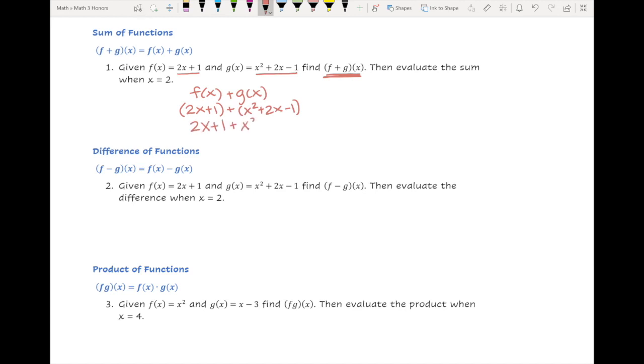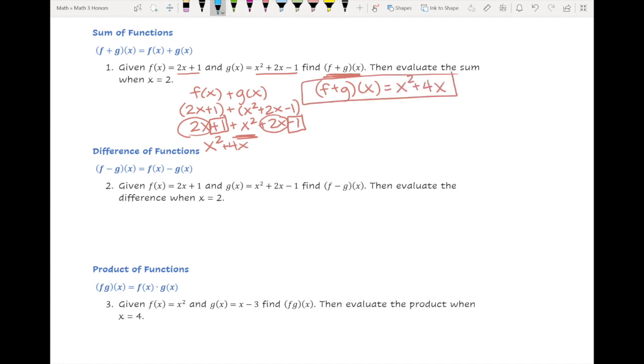And then I need to combine like terms. My x squared, there's actually only one of those. Plain x's, I've got a 2x and another 2x. So if I combine those, I get up to 4x. And then my positive 1 and negative 1, those add up to 0. So it looks like the f plus g of x, first of all, is the exact same thing as saying f of x plus g of x. Those are the same thing, and we found out that it equals x squared plus 4x.